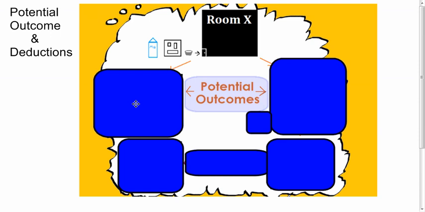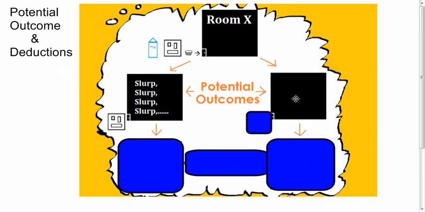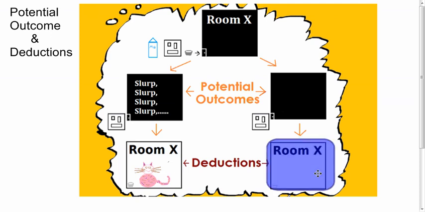Now there are two potential outcomes. He could hear the cat slurp, slurp, slurp, or he could hear nothing. And based upon that, he can deduce if there's a cat in the room or if there's no cat in the room.